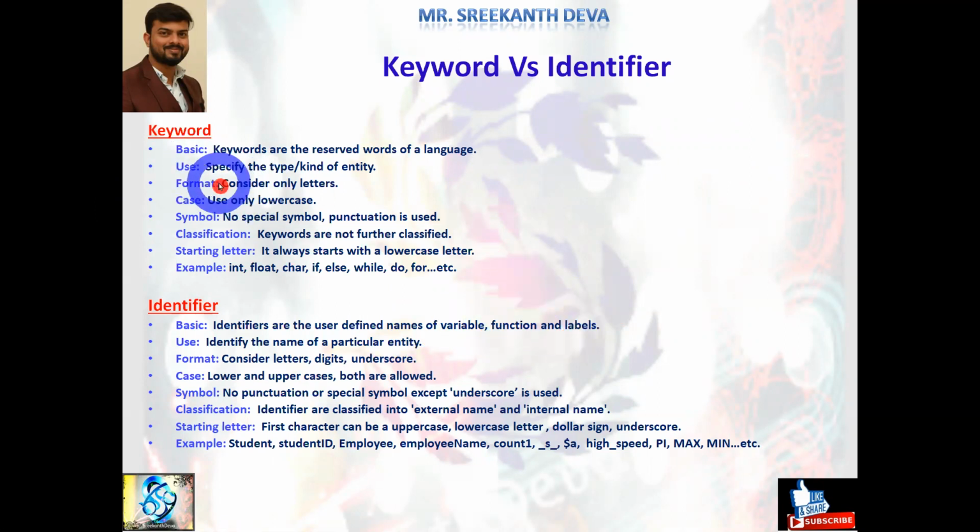The main use of keywords is that they specify the type or kind of entity. The main use of an identifier is to identify the name of a particular entity. The format of a keyword considers only letters up to the C-89 standards. The format of an identifier considers letters, digits, underscore and dollar.